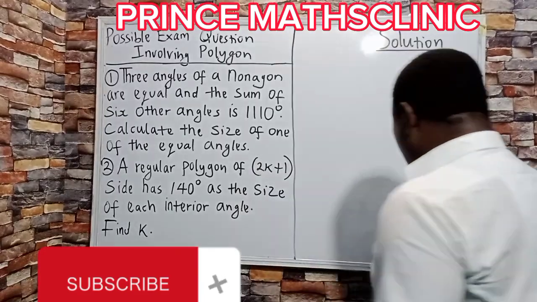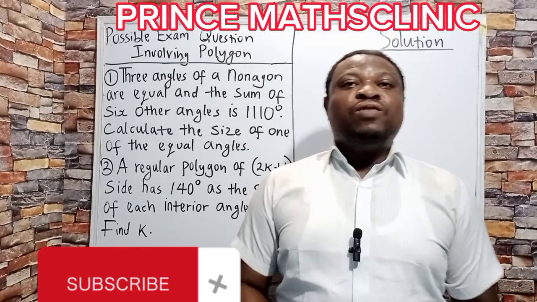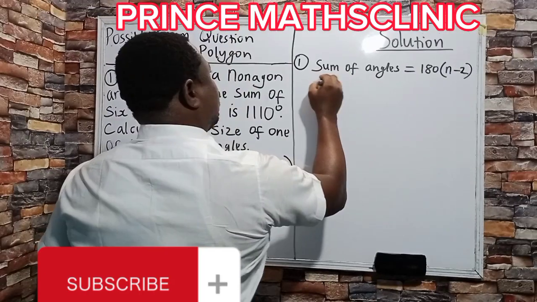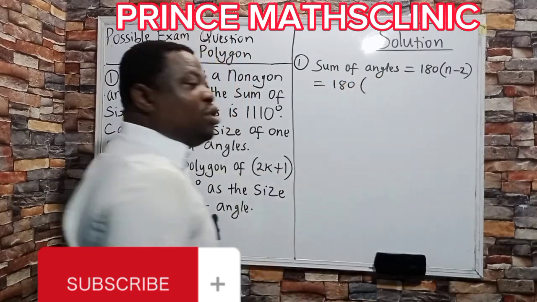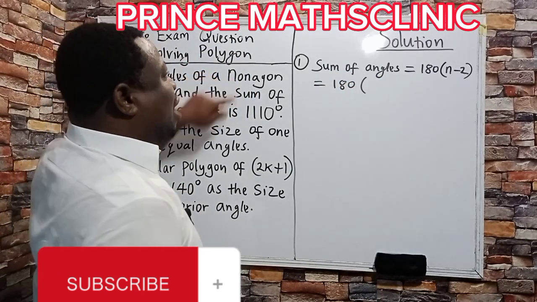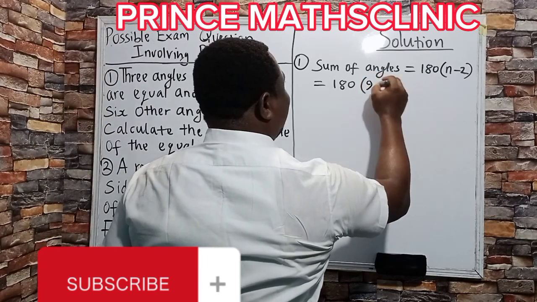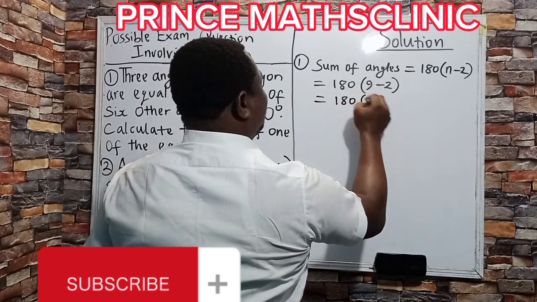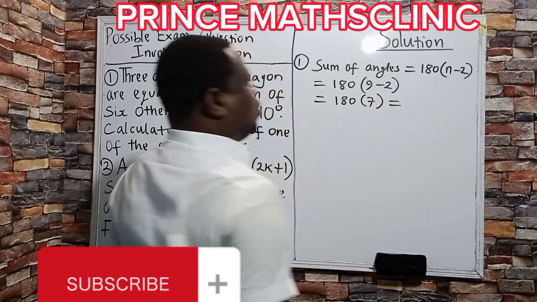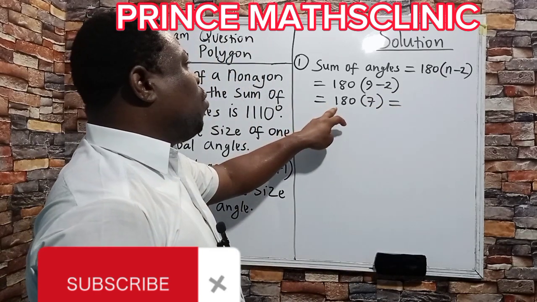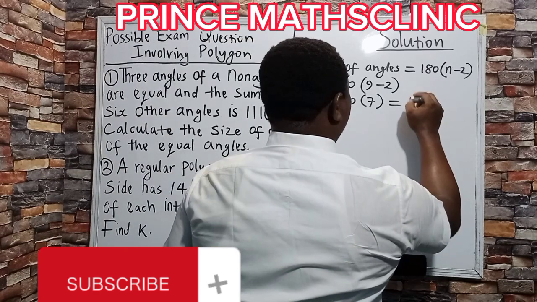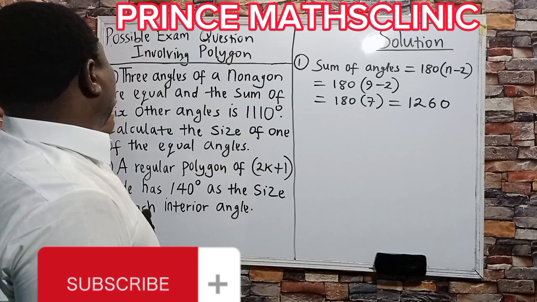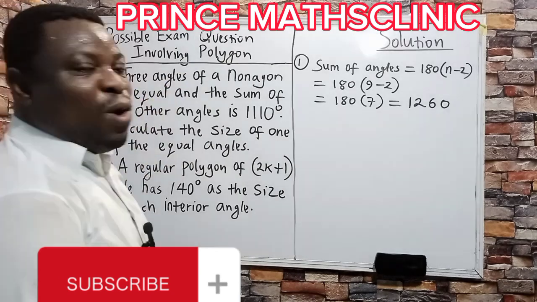So we need to first of all find out the sum of the total angles in a nonagon using this formula. The number of sides, like we said, nonagon means 9 sides, so it's n minus 2. 9 minus 2 will give us 7. And if you multiply 180 by 7, you are going to get 1260. We were told that 3 angles of a nonagon are equal.